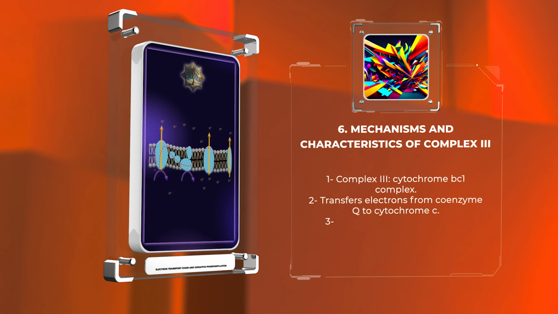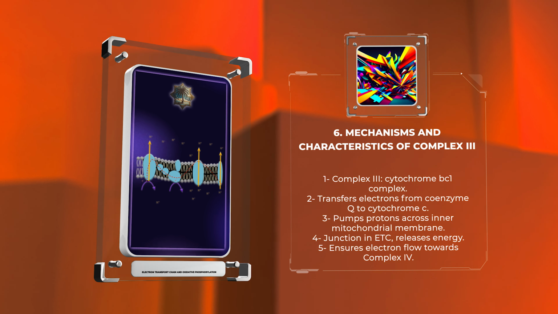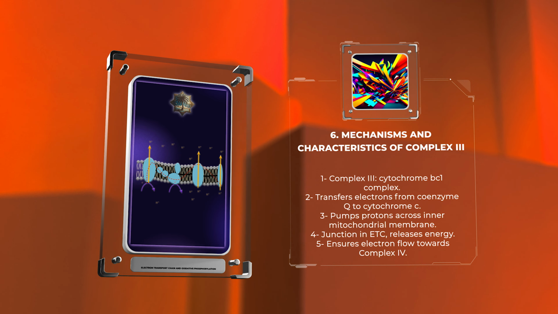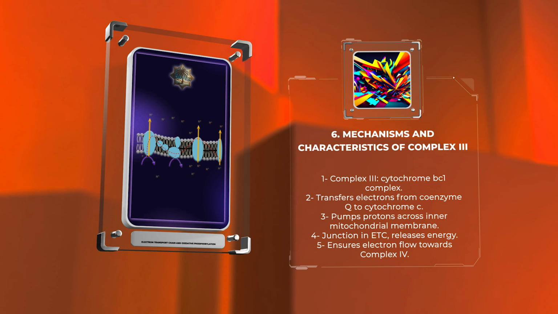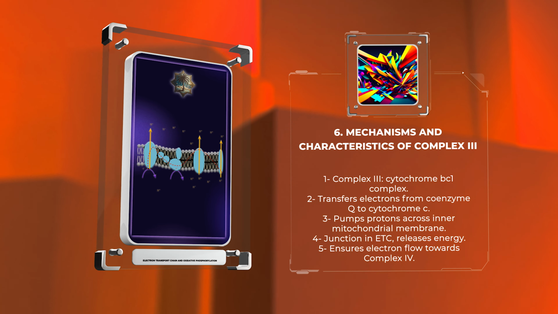Complex III, or the cytochrome bc1 complex, mediates electron transfer from coenzyme Q to cytochrome c. While transferring electrons, complex III pumps protons across the inner mitochondrial membrane, further reinforcing the proton gradient. This complex acts as a crucial junction in the ETC, facilitating the release of energy and ensuring electron flow towards complex IV.